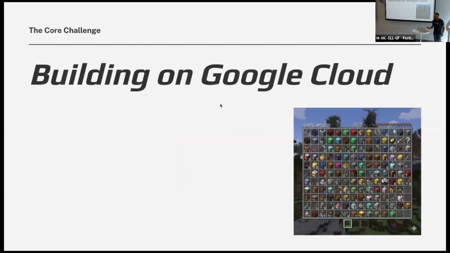All right, so what's the core challenge? We are going to build a Minecraft server. We need to build a Minecraft server on Google Cloud. But before we even start, it's like all these small Lego pieces in front of us. The challenge is, hey, which block do I pick? Where do I start? How do I make the right choice so that I pick the right tool for the right functionality of my application?